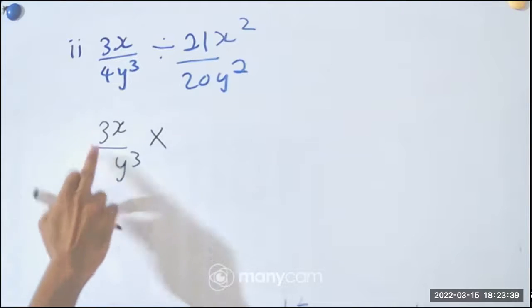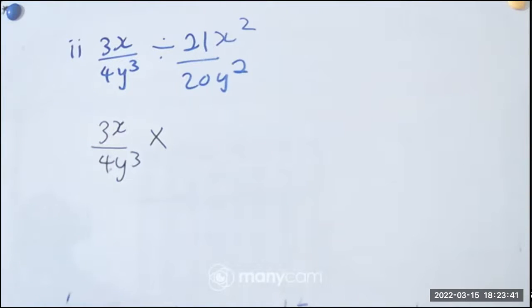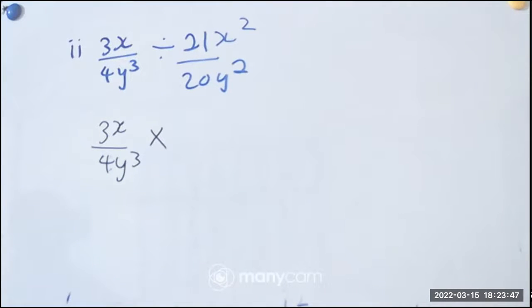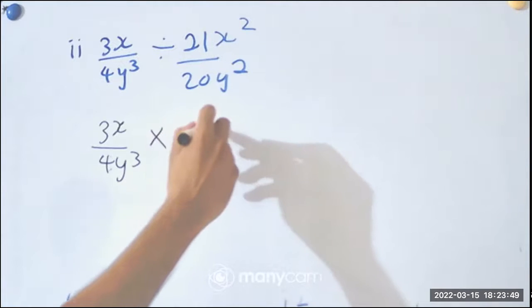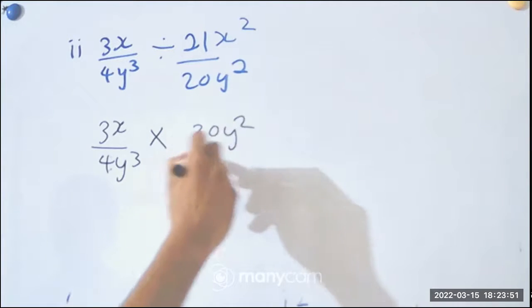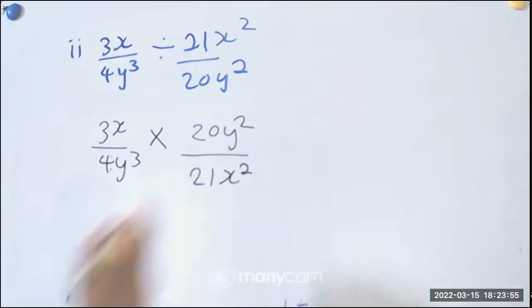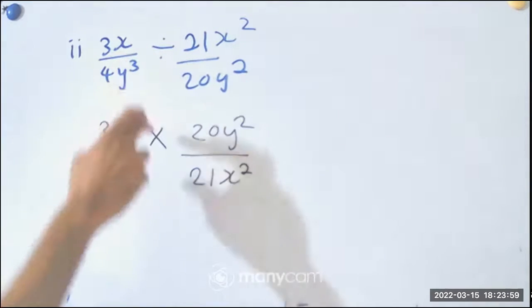Sorry, this is supposed to be 4. We need to reciprocate. So what reciprocate means, you put the numerator where the denominator is and vice versa. So we will have 20y squared would come here, divided by 21x squared. So that would have been step 1, changing division to multiplication.